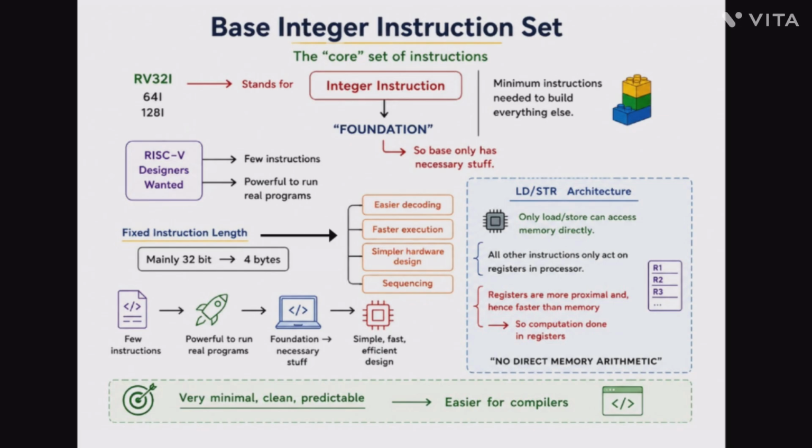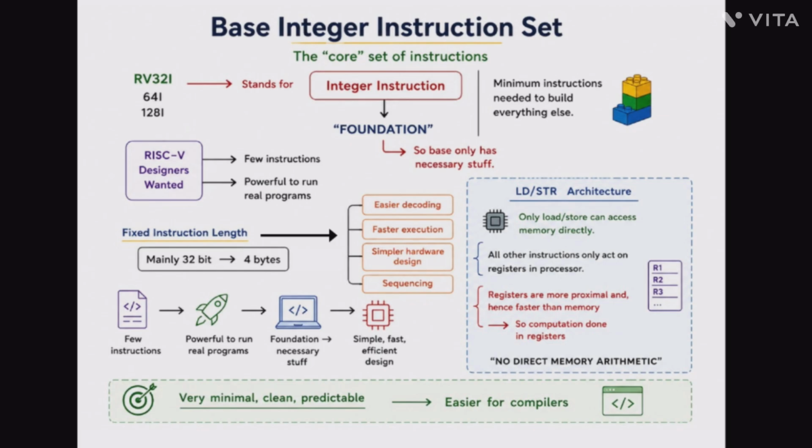where RV32I, RV64I, and RV128I stand for this integer instruction set. The main aim is to use the minimum number of instructions needed to build everything else. In our case, we have a fixed instruction length of mainly 32 bits, which is 4 bytes, and fewer instructions, powerful enough to run real programs, with the necessary foundation, a simple, fast, and efficient design. This enables easier decoding, faster execution, and simpler hardware design.